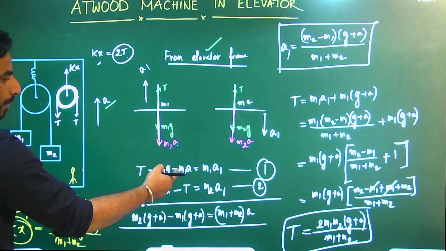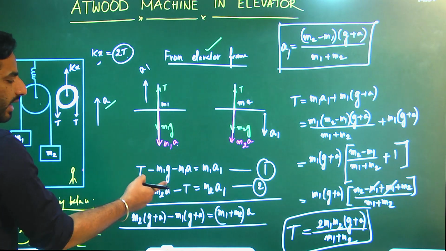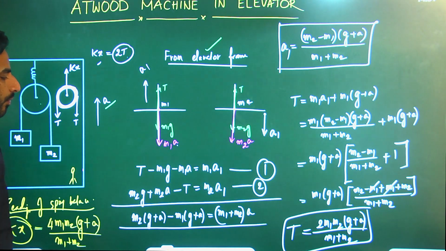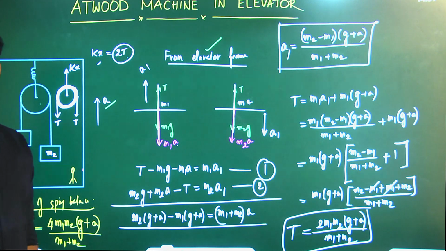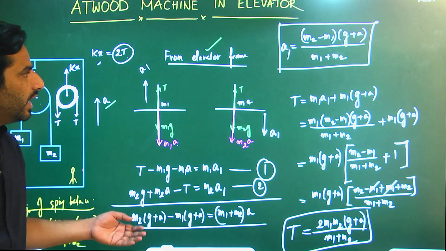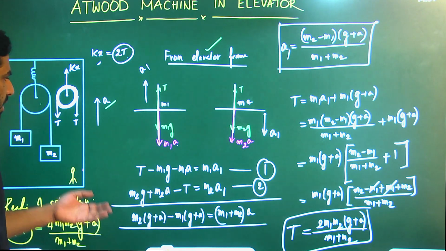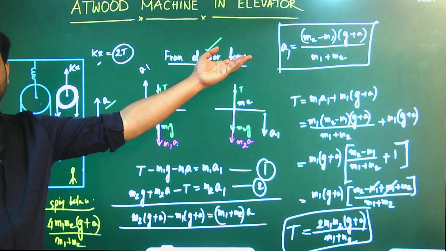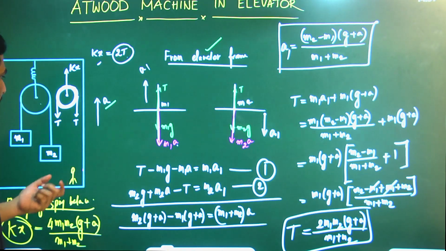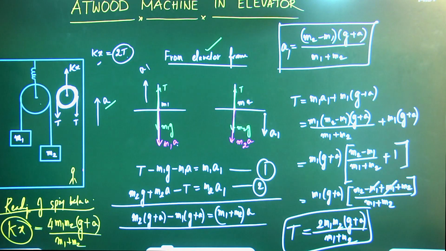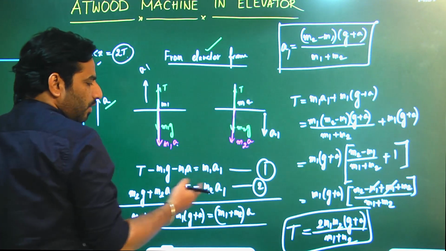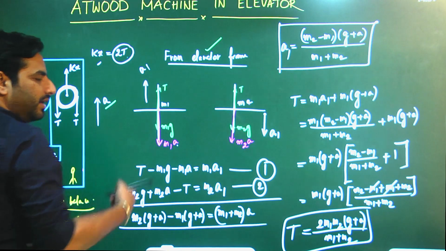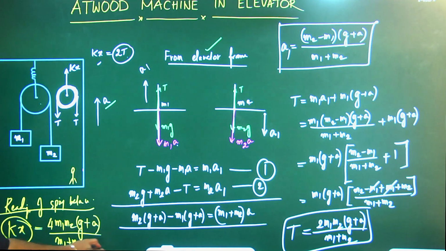Of course, from equations 1 and 2, we can directly eliminate a1 and find tension directly. That would save some time. The reason why I derived acceleration is to tell you how to derive the relative acceleration. If it is only to find the reading of the spring balance, we don't have to find a1. We can directly eliminate a1 and first find tension. However, the reading of the spring balance is 4 times M1 M2 into (g plus a) by (M1 plus M2).